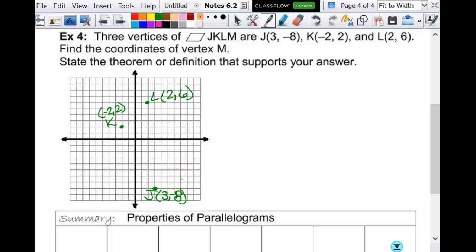But only one of them is the right answer. And how am I going to know which one it's actually the right answer? The order, exactly. The order matters in the name. JKLM. So JKLM would have to be over here.